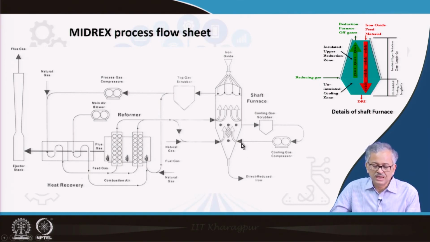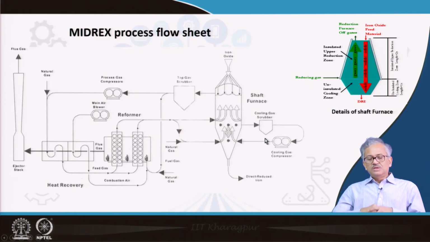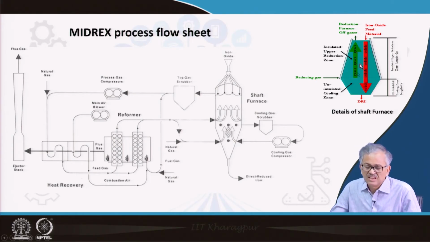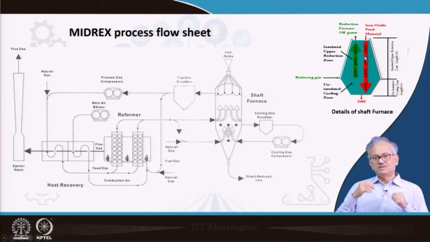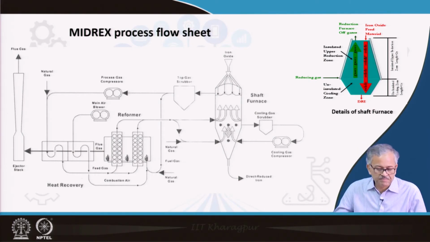And you can see this gas, basically the bottom gas is circulated through the cooling gas scrubber, it cleans the gas and then takes out the moisture and then it is recirculated back in the lower part. Okay, so this process is there, and the upper part of the reactor is insulated so the heat doesn't go out, okay, and the gases move in the counter current direction and then your reduction takes place.